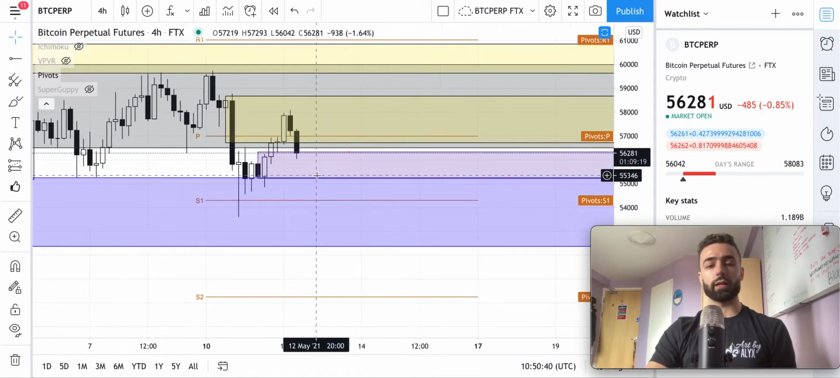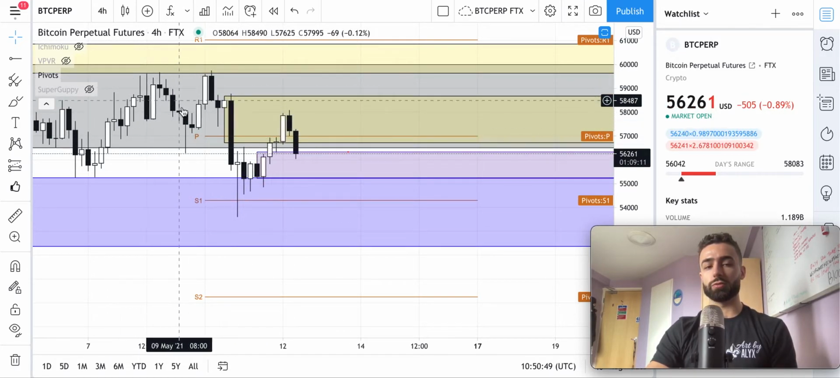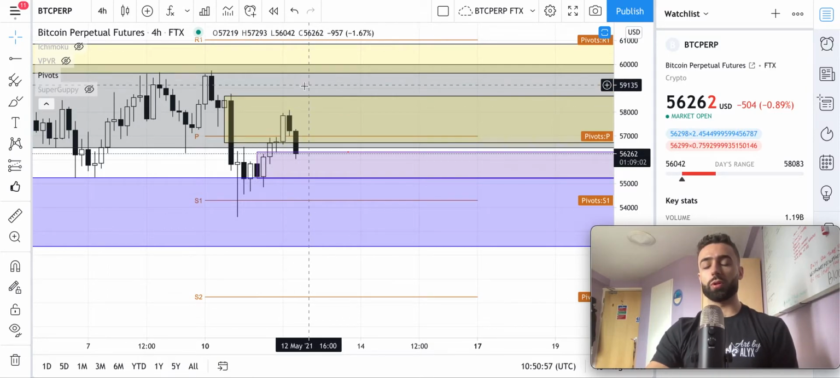But I'm not looking to go long on this purple zone. It's really tough for me to be bullish until we get above this gray main 2-day zone, because it's just been suppressing price ever since it's been formed. So once we get above that zone, I'll be far more bullish.